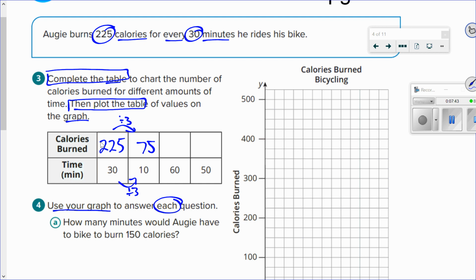At this point, I've got a lot of different options. But for me, when I see 30 and 60, I always like multiplying by 2 because that math is pretty easy. So I'm going to take the 225 times 2 to give me 450.